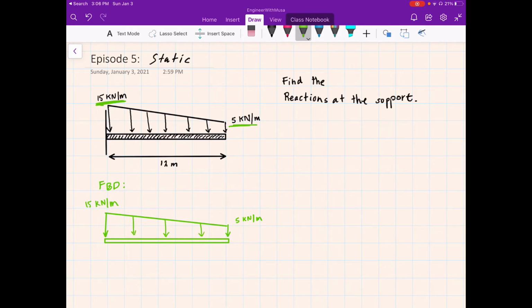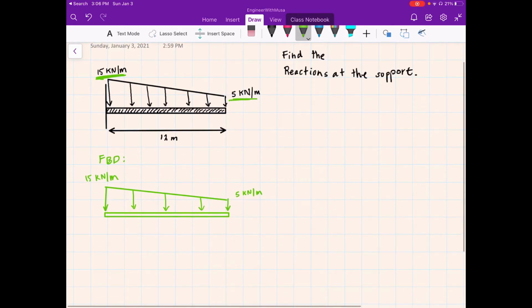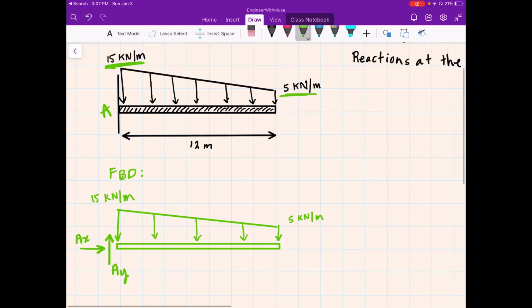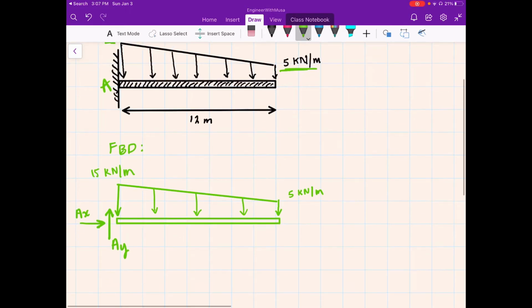And then we're going to draw the anticipated reaction. So we're going to call this left hand side point A. So we can draw the vertical force over here to be AY. We can draw the normal force over here, or the horizontal force, to be AX. And because it's a cantilever, this end over here is fixed, so we know that there'll be a resisting moment as well. And so we'll draw that like so. I'll call that MA.